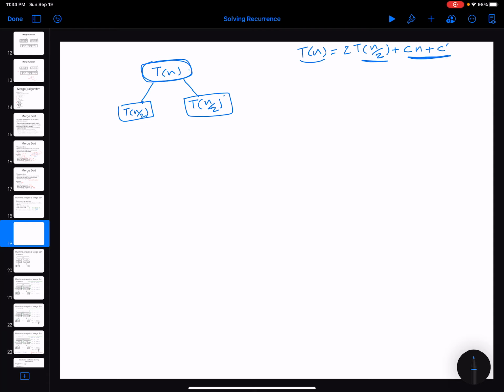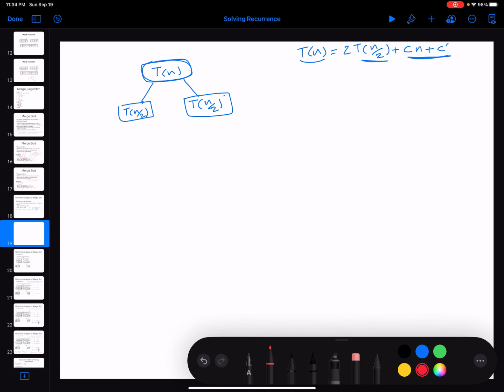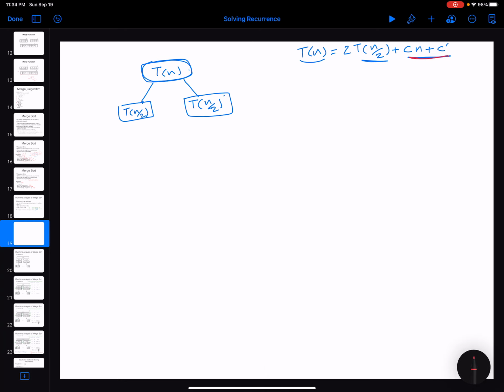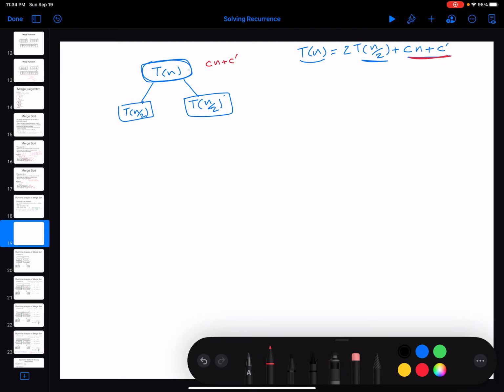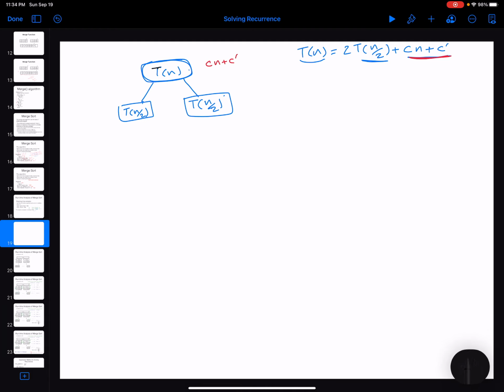So I'm going to write down those costs which I'm sure about here: C n plus C prime. So what is going to be the cost of T of n? The cost of T of n is going to be this cost plus whatever is going to be the cost of this box plus whatever is going to be the cost of this box. So what I'm going to do is the same analysis for each of these T of n divided by 2.